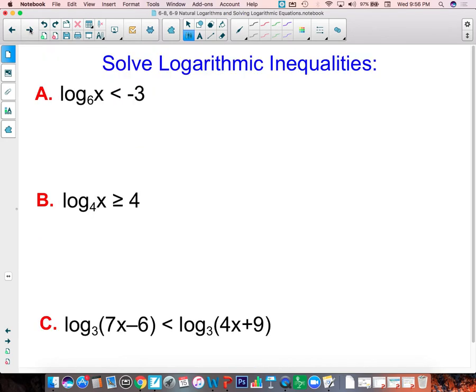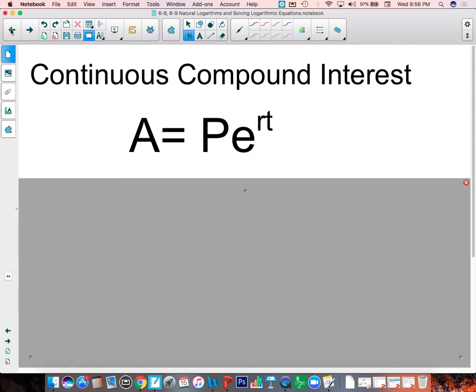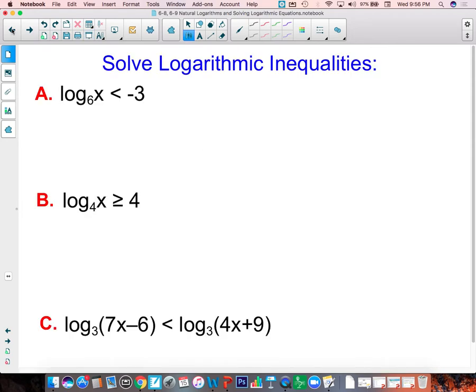Okay, last ones here, we're going to finish up with these. I lied. We've got continuous compound interest. Do these equations, and I'll show you an example with continuous compound interest. You should be able to figure that one out on your own because it's simply plugging stuff into an equation. All right, so I'll do the first one, I'll do A, and I'll do C.